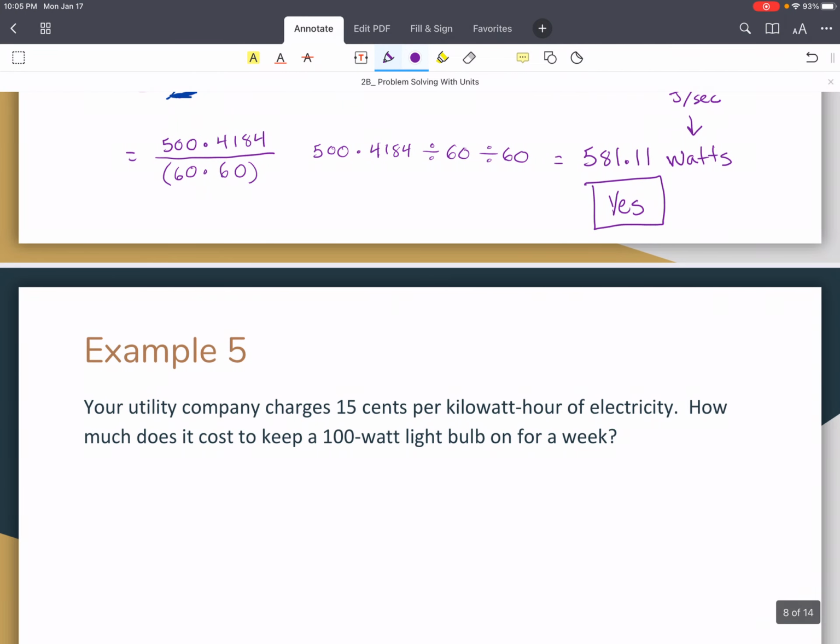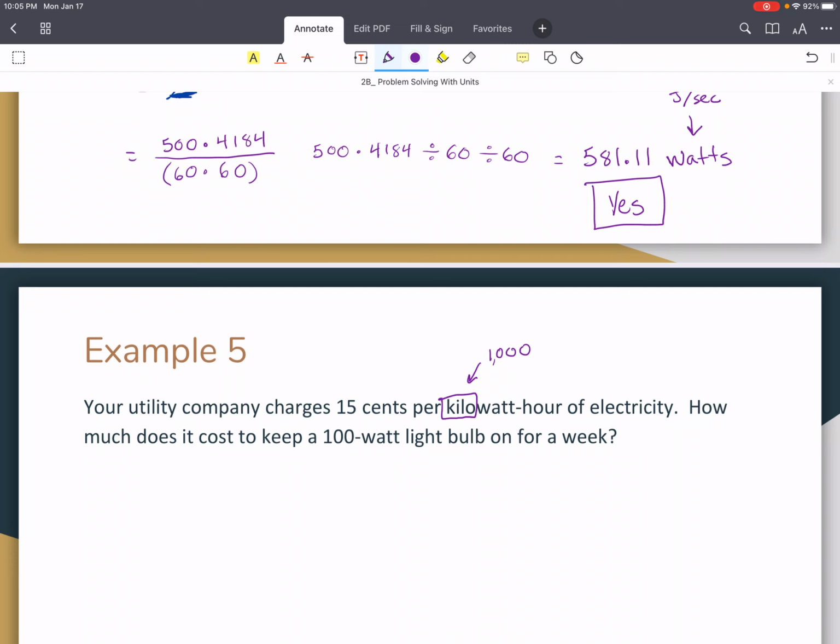Your utility company charges 15 cents per kilowatt hour of electricity. How much does it cost to keep a 100 watt light bulb on for a week? Okay, this is good. First, we need to know kilo. Kilo means 1,000. So if I have 15 cents per kilowatt hour, how much does it cost to keep a 100 watt light bulb on for a week?